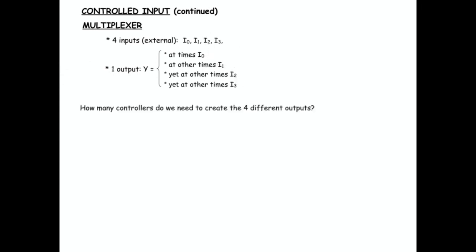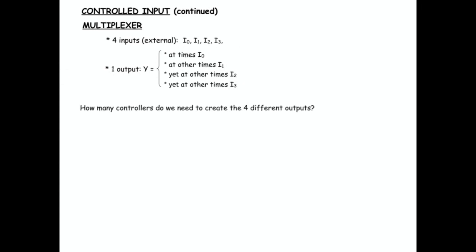So the way these inputs are going to be arranged, at times the first one of them is going to have a signal, and the rest not. Then at other times, the second one will have signal and the rest not. At other times, the third one, and at other times, the last one, right? So I0, I1, I2, and I3. So how many controllers do we need to create the 4 different outputs?